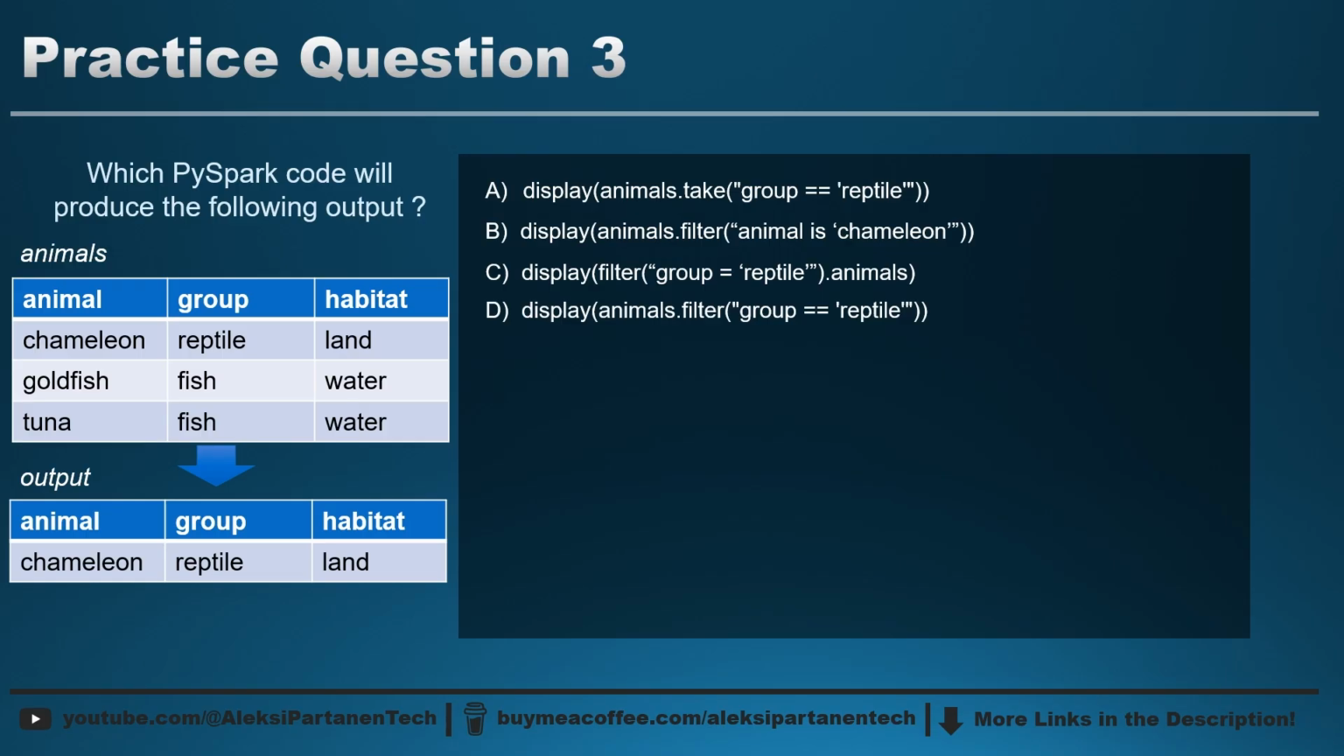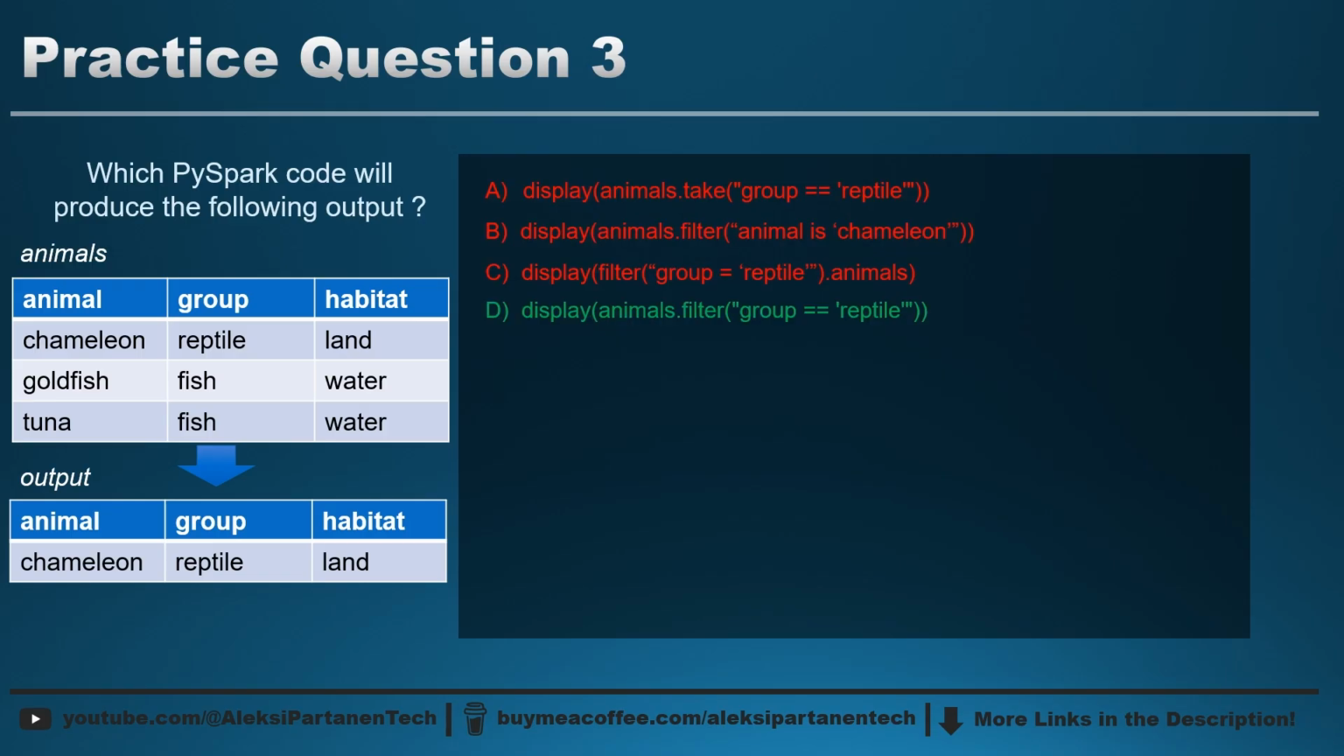I will reveal the answer in 3, 2, 1. The correct answer to this is code D. And again, I'm highlighting what the issues are with these different codes. If we start from code A, we can see that we are using this take function that is obviously incorrect, since we would need to use the filter function. In code B, the problem is that we are saying animal is chameleon, and that is operator is incorrect there, and we should use a double equal sign there.